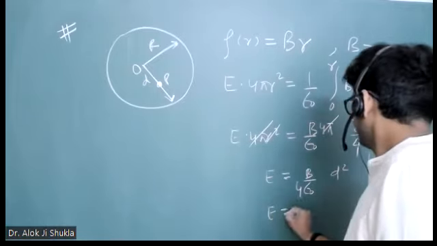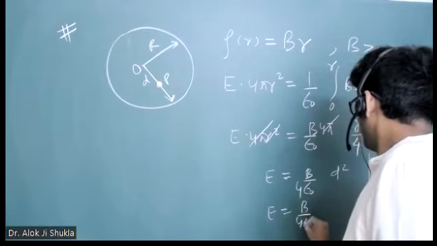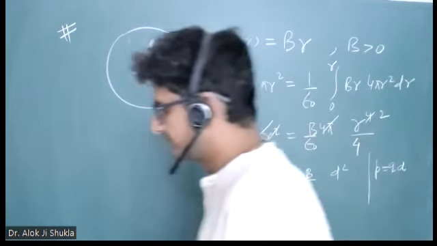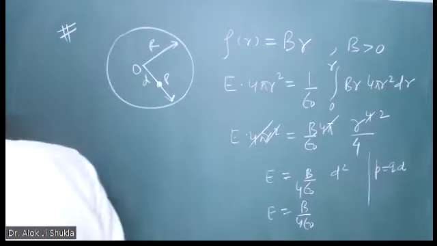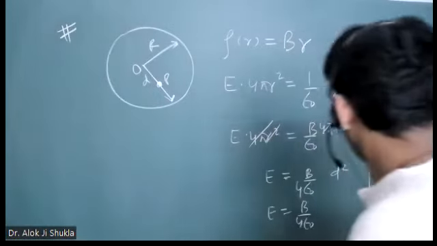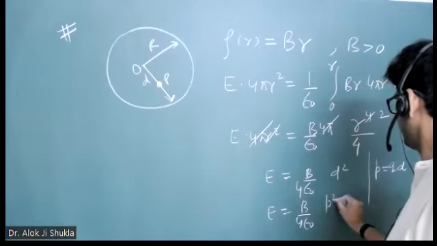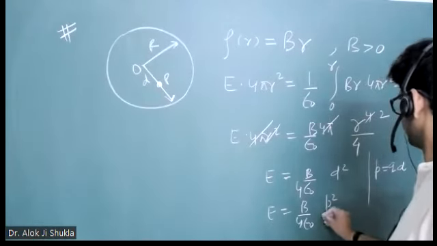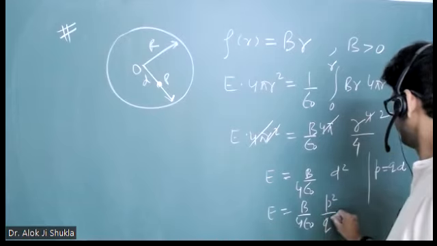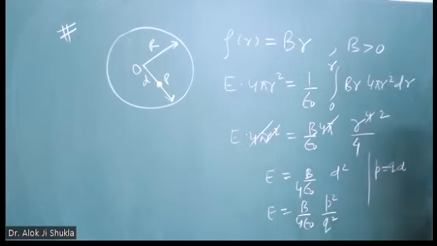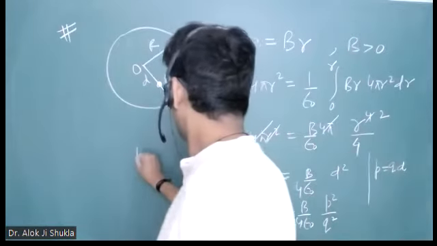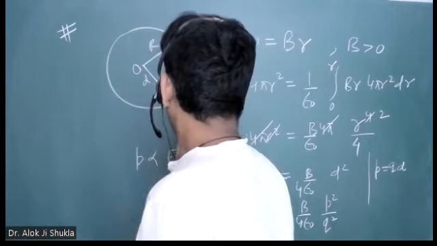Now, if I consider the dipole moment P is equal to Q d, what will happen? E will become b by 4 epsilon naught times P square by Q square. Check it. Right? P is proportional to root E. And P became proportional to E to the power half.